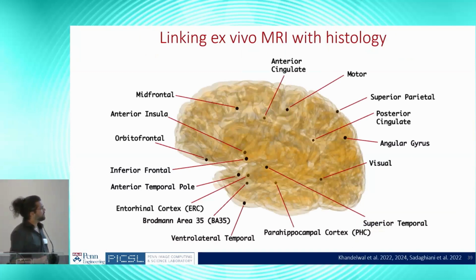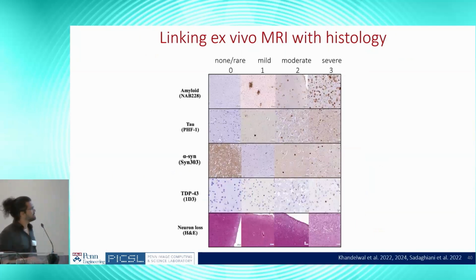To do histopathology, what we do is basically we come up with these 18 to 20 locations in the brain which are implicated in dementia, and we take those sampling cuts that I was talking about earlier and stain those tissues for these five different kinds of pathologies: amyloid, tau, alpha-synuclein, TDP-43, and neuronal loss density. And then based on a semi-quantitative score, we manually rate each subject from 0 to 3, going from none or rare, mild, moderate, and severe. Right?